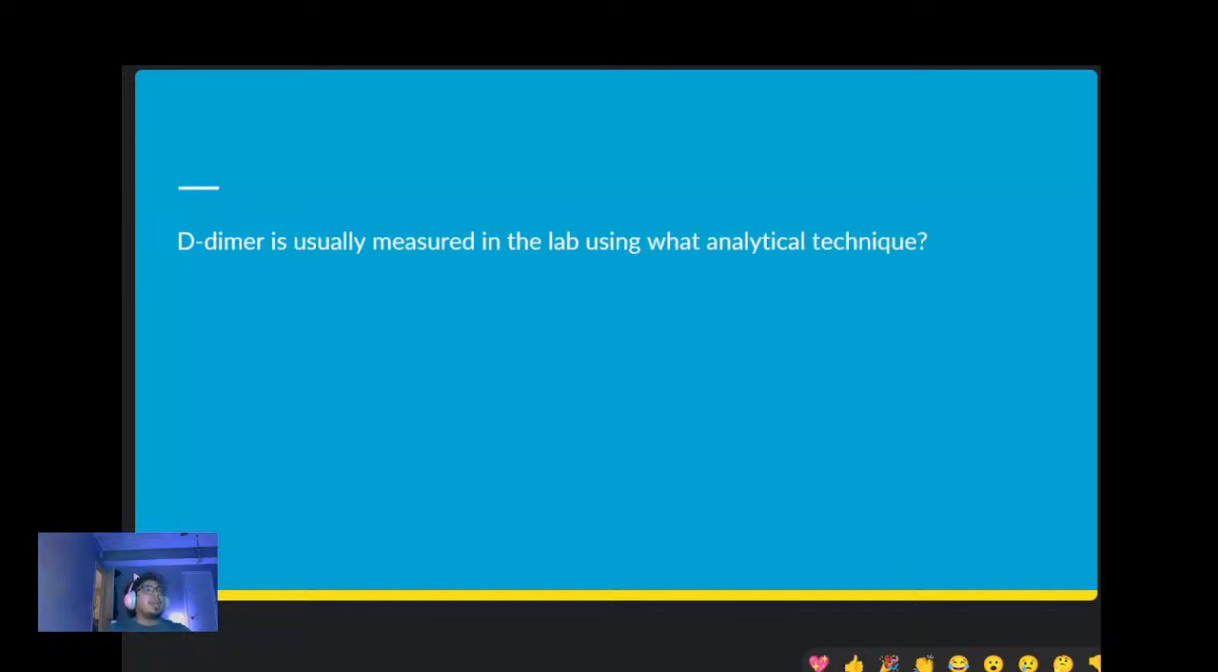D-dimer is usually measured in the lab using what analytical technique? Latex agglutination. Okay? It's measured by latex agglutination. And obviously, we are detecting it using what test? Using a nephelometer, 'di ba? Kasi latex agglutination siya, it's a serological test, 'di ba? Kahit na coagulation-related assay siya, 'di ba? It's still a serological test.